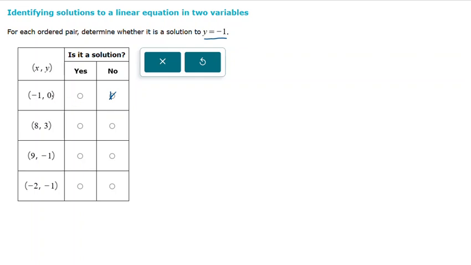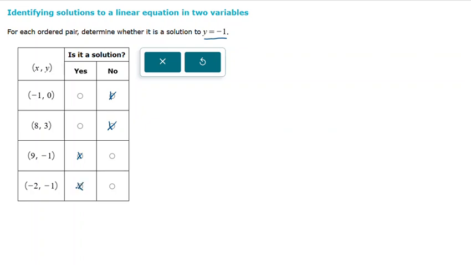So this one would be no, because the y-coordinate is not -1, even though the x-coordinate is -1. This one would be no, because the y-coordinate is 3, not -1. This one would be yes, the y-coordinate is -1. And this one would be yes, the y-coordinate is -1.